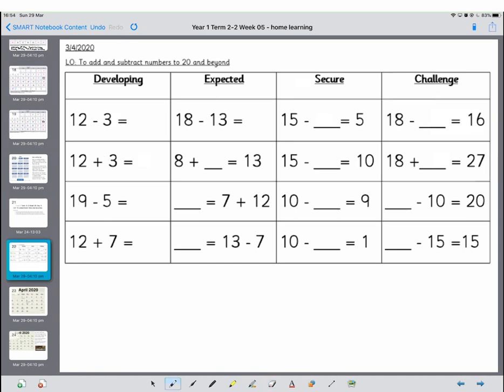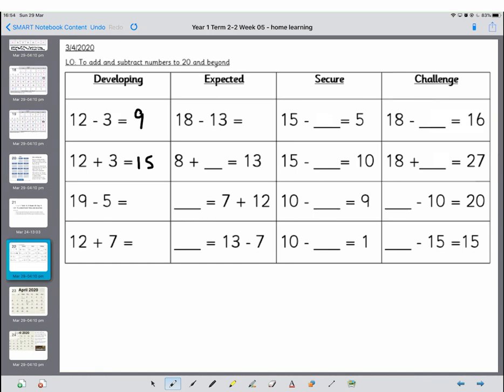Okay, so welcome back, year one. I bet you've done brilliantly. Last day's work, so let's see, 12 minus 3, probably on beads. Start off with 12, take away 3, you end up with 9. Now, this time it's 12 add 3, so again, starting with 12 beads, add on another 3, and that becomes 15.